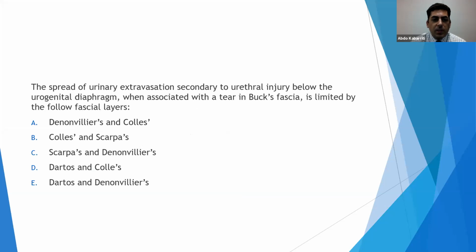All right, here's another question. Spread of urinary extravasation secondary to urethral injury below the urogenital diaphragm, when associated with the tear in Buck's fascia, is limited by the following fascial layers. This is more of an anatomy question. And it's Colles and Scarpa's. You've got to remember that those are continuous with dartos, and they are continuous with the insertion of the fascia lata as well.